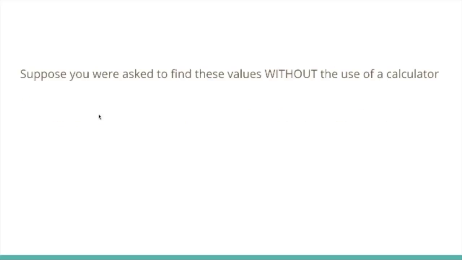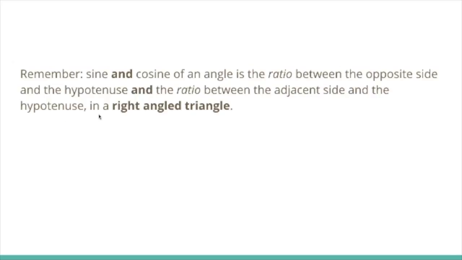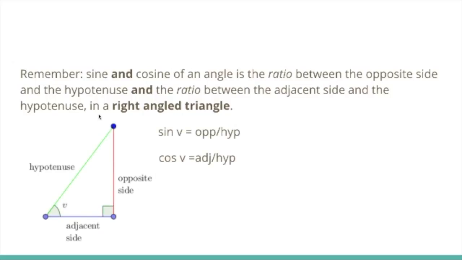Suppose you were asked to find these values without the use of a calculator. Sine of 30 degrees and sine of 90 degrees. So remember, sine and cosine of an angle are the ratio between the opposite side and the hypotenuse, and the ratio between the adjacent side and the hypotenuse, in a right-angled triangle. So these are the definitions and this is the picture, the right-angled triangle.